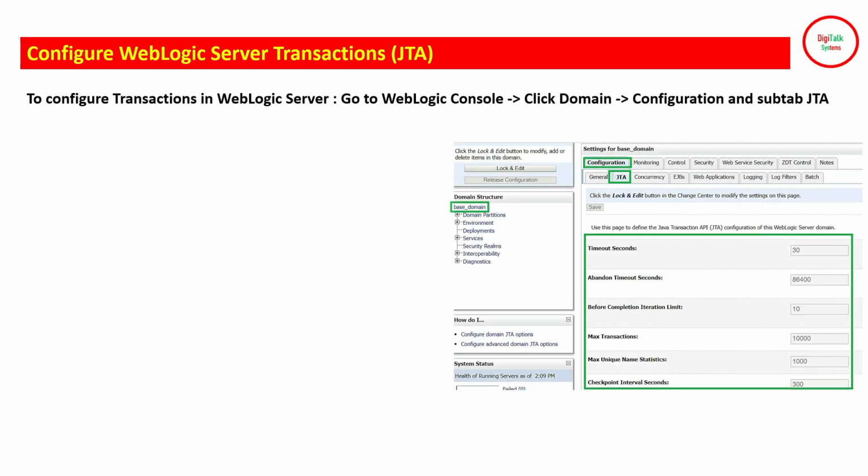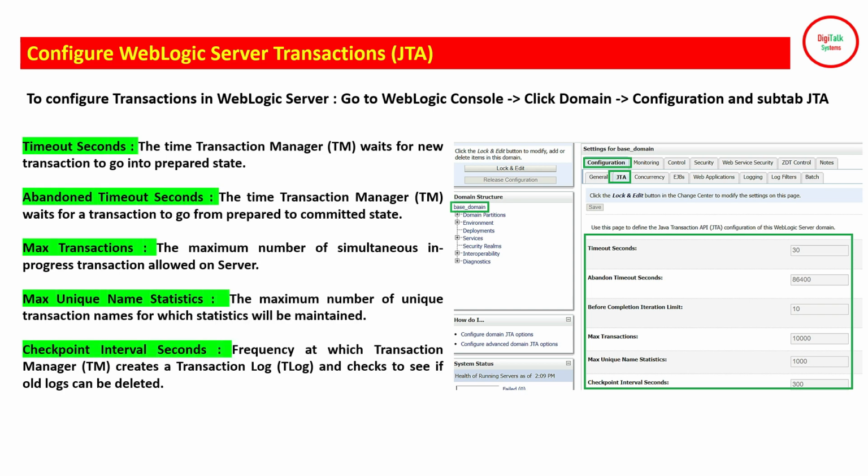So now, how to configure the JTA in WebLogic? To configure the JTA in the WebLogic server, you have to go to the WebLogic console, click on your domain name, then click on the configuration tab, and you will get a sub tab called JTA. Click on the JTA and you will see a lot of configurations with respect to the JTA. The first one, a very important configuration, is called the timeout seconds.